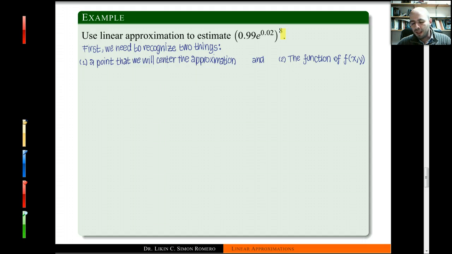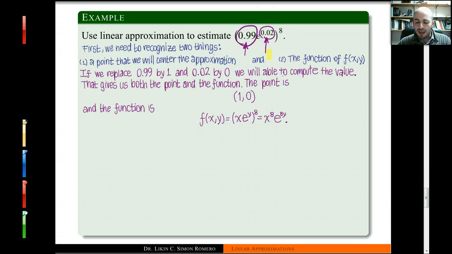and the function. Now notice that these two things are related because the problem of this particular number is these two decimals that we have right here. So we're going to change these two decimals by numbers for which we know how to compute the rest of the expression. So if we replace 0.99 by 1 and 0.02 by 0, we will be able to compute the value. That gives us both the point and the function. The point is (1, 0) and the function is f(x, y) equal to x e^y and everything raised to the 8th. So now that we have that, we're going to compute the equation of the tangent plane.